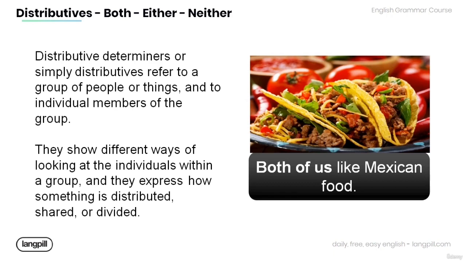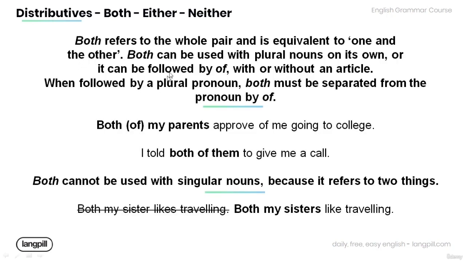Note that both in this sentence is a distributive, and it refers to the pair who like Mexican food. Now, both refers to the whole pair and is equivalent to one and the other. Both can be used with plural nouns on its own, or it can be followed by of, with or without an article. Now, when followed by a plural pronoun, both must be separated from the pronoun by of.